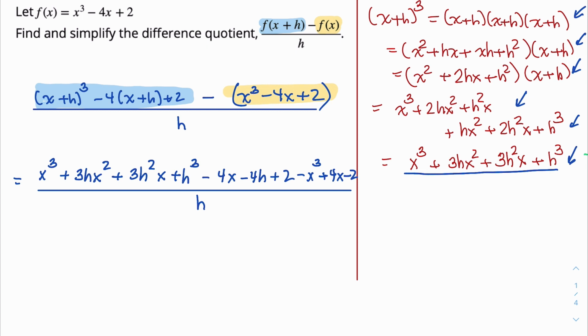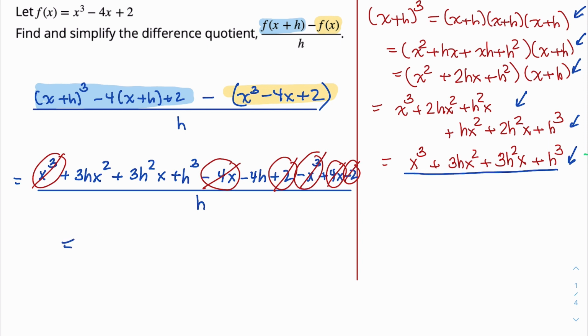So now, just like with past difference quotients, we basically know that all the terms that don't have an h should cross out. So let's take a look at this here. We have an x to the third and a minus x to the third, so those are going to cancel. We have a minus 4x and a plus 4x, so those are going to cancel. And we have a plus 2 and a minus 2, so those are going to cancel.